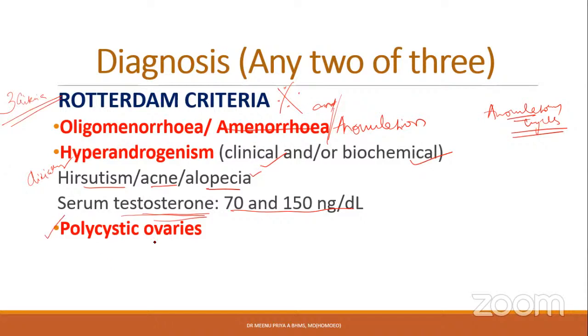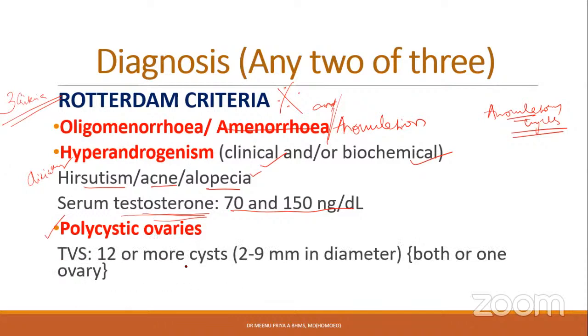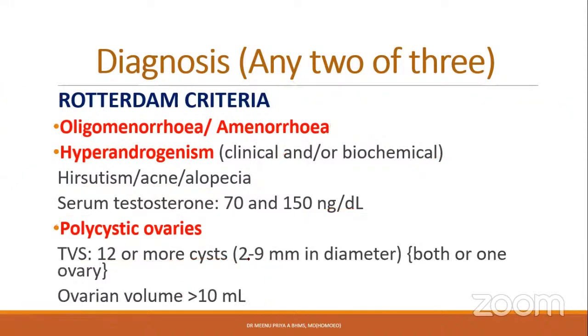The next criterion is polycystic ovaries. Usually all 3 can be present. In polycystic ovaries, how is it seen? It is 12 or more cysts. If you go and see the question paper, this will be there. How many cysts? 12 or more peripheral cysts in the ovary. Just remember, peripheral cysts in the ovary, in both or one ovary. It can be bilateral or unilateral, and ovarian volume is more than 10 ml.